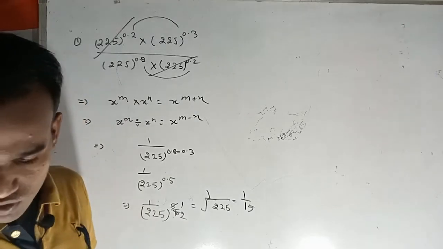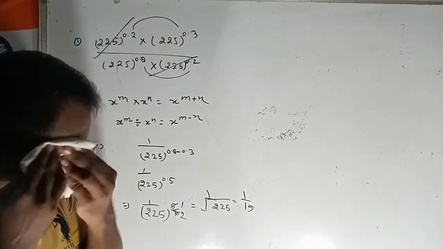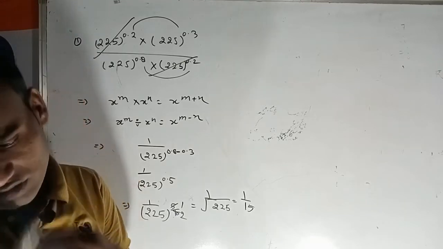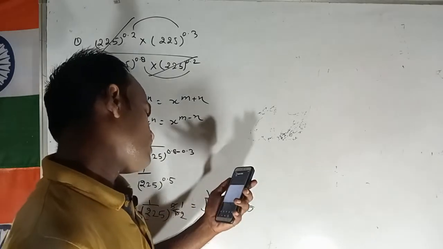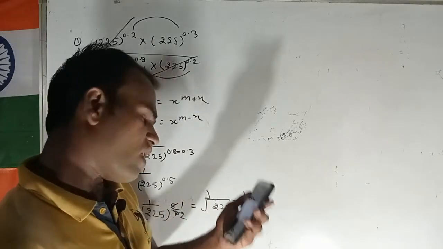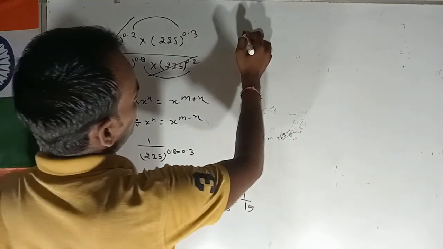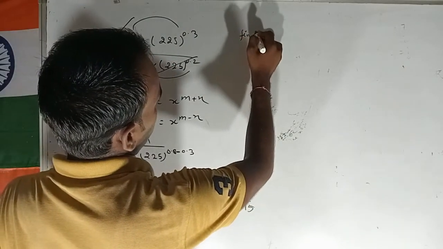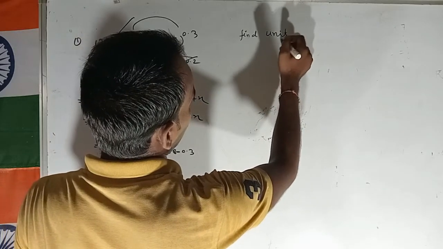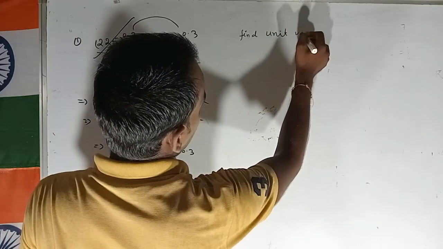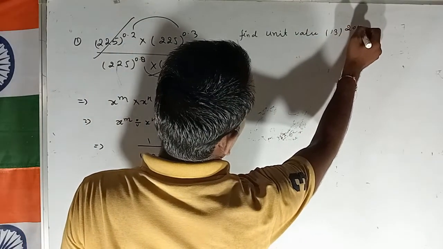So the next question: find the unit value. What will be the unit place or unit value of 13 to the power 2003?